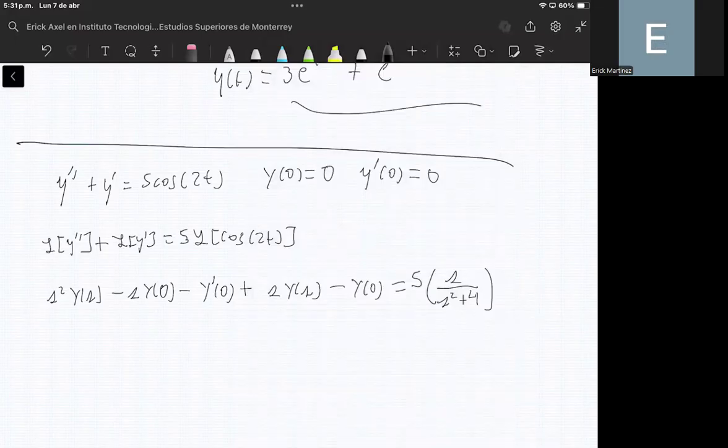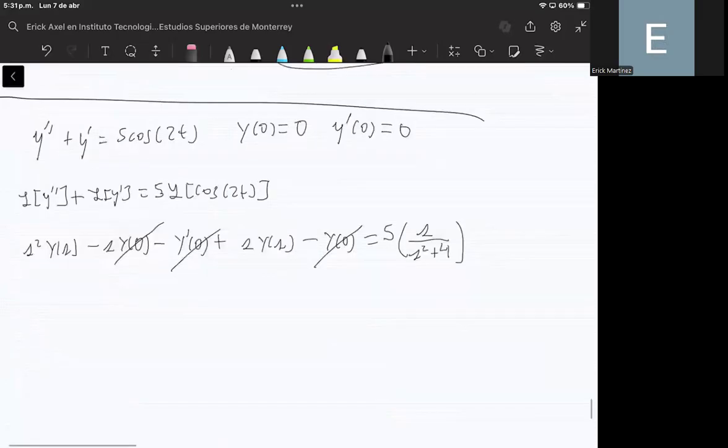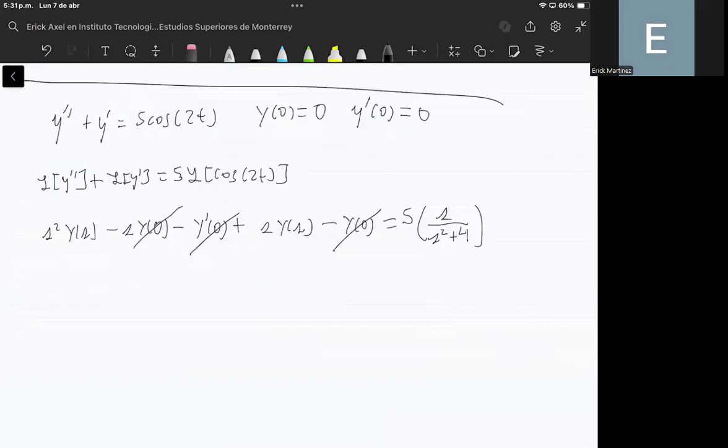And well, we can substitute the initial conditions, but the two are 0, so we can eliminate this part and this part and this part. So we can simplify the left side as s squared times Y(s) plus s times Y(s). And this is equal to 5 times s divided by s squared plus 4.